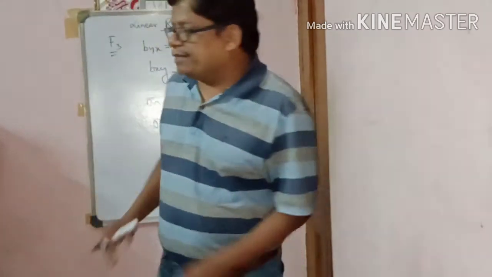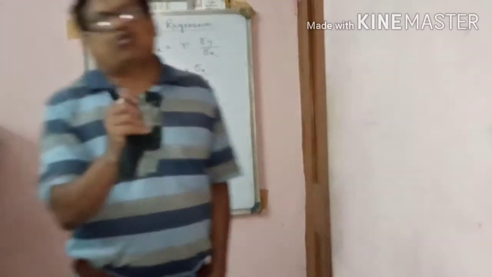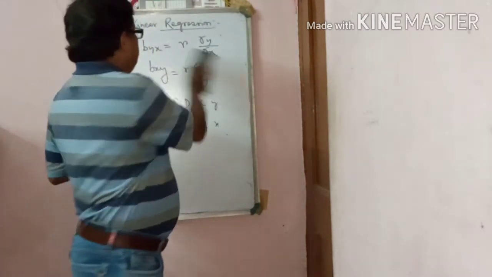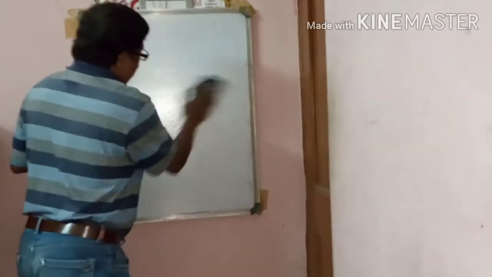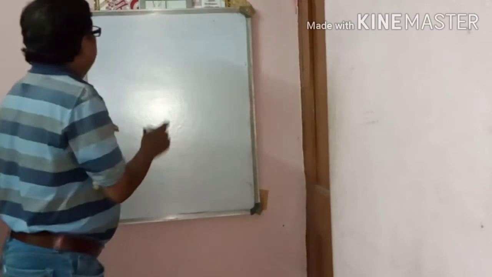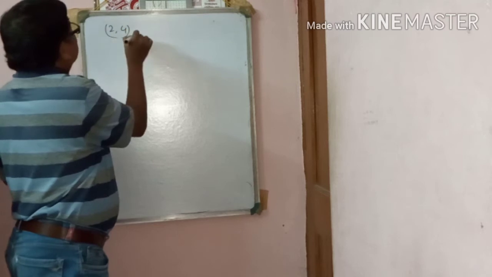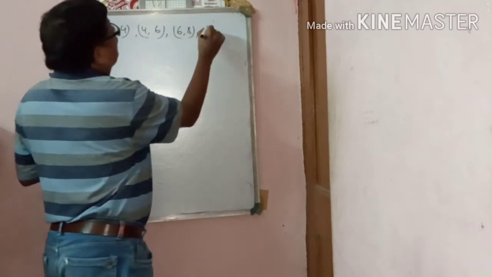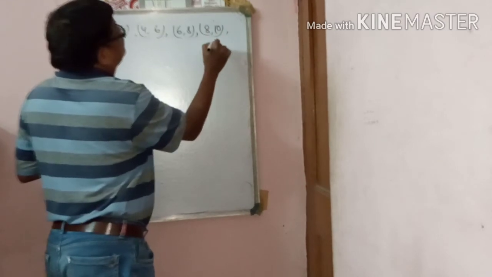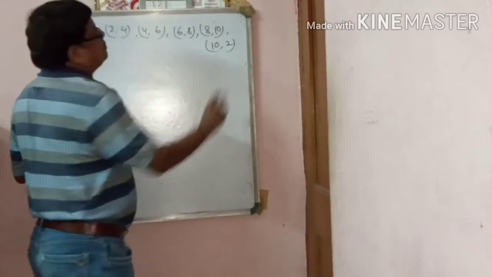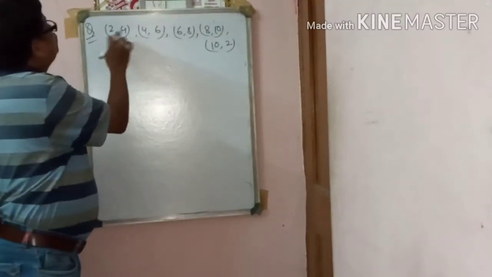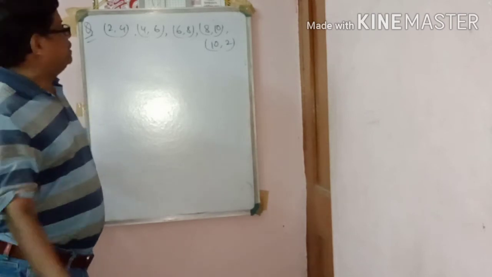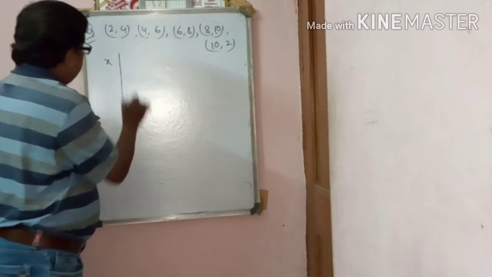Now I am solving one problem. Suppose variables x and y are given. How do we find the regression coefficient and the regression equation of y on x? Look at the board. Suppose the data is given: 2, 4, 4, 6, 6, 8, 8, 10, 10, 2. Find the regression equation of y on x and x on y. Now first find x, y.